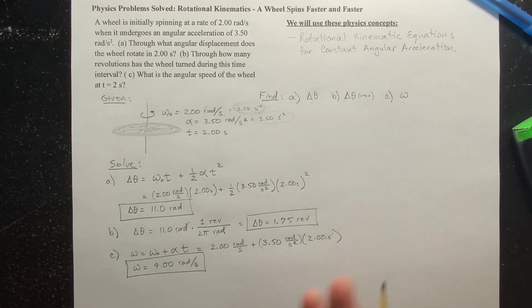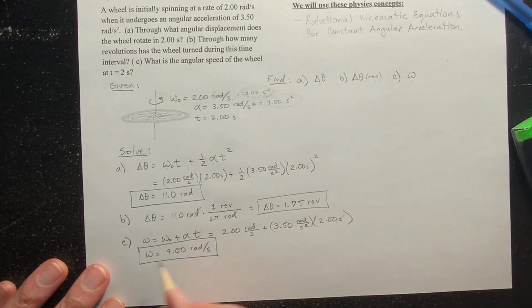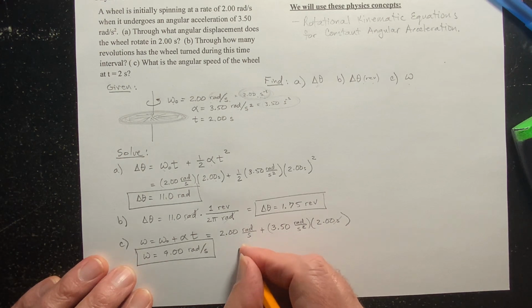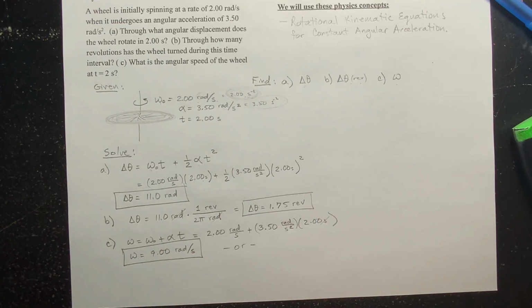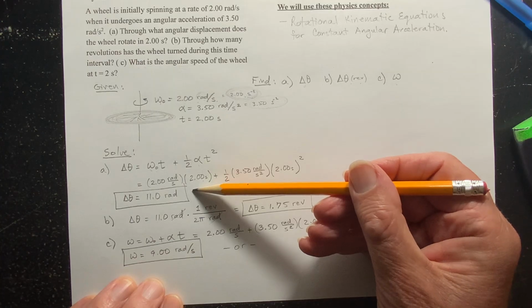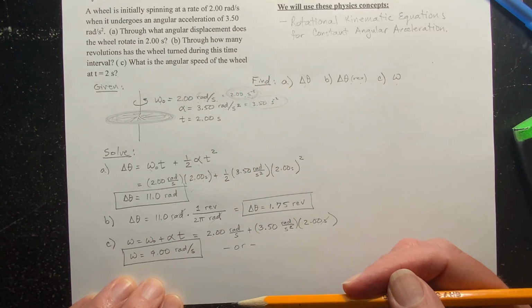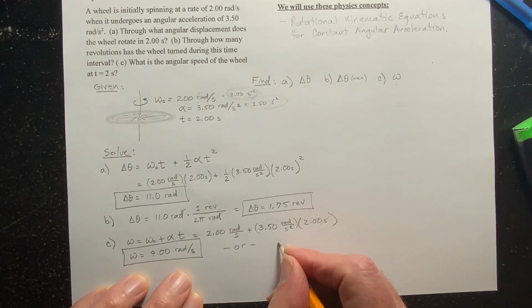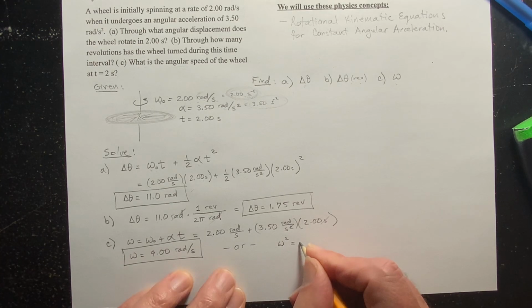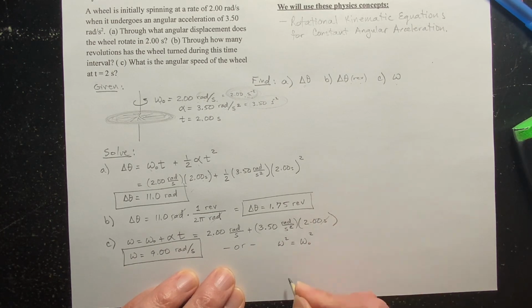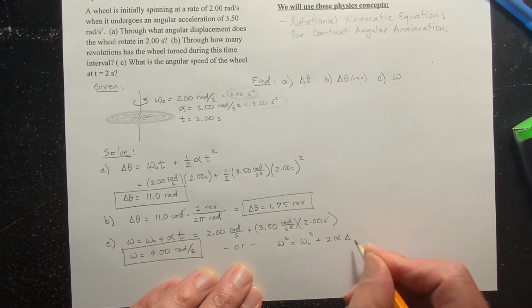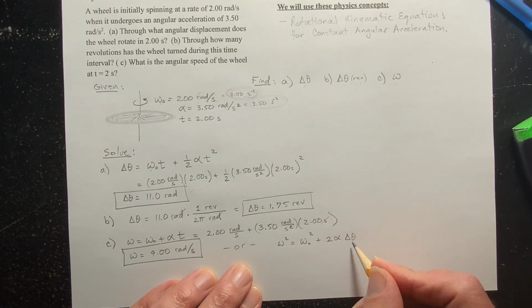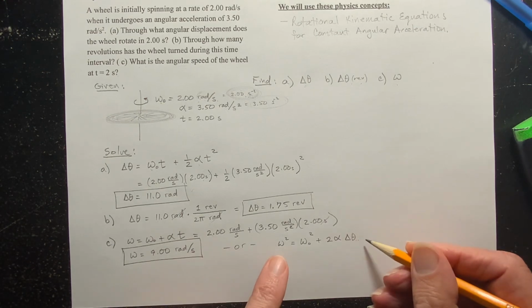Now, we can do this another way. Look at that fourth equation. The reason I like to do this sometimes, if I have time, and if you're taking a test and you have time, is there's a way to check your answer for part A by using the fourth kinematic equation that says the final angular velocity squared is equal to the initial angular velocity squared plus twice the angular acceleration times the angular displacement. That look familiar?